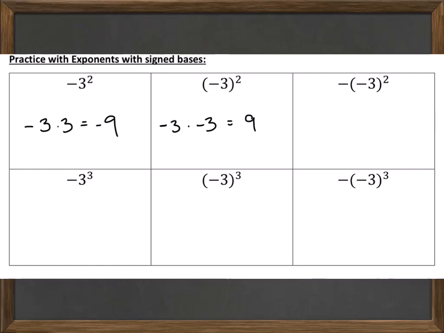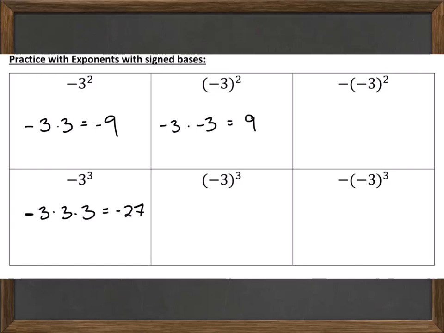So I want to jump down to the bottom row here. So I have negative 3 to the third power. So what's getting raised to the third power? Well, it's just 3. Remember that negative sign is not getting duplicated. So the negative sign only gets written once as a multiplication problem. So you have negative 3 times 3 times 3. That is going to give you negative 27.